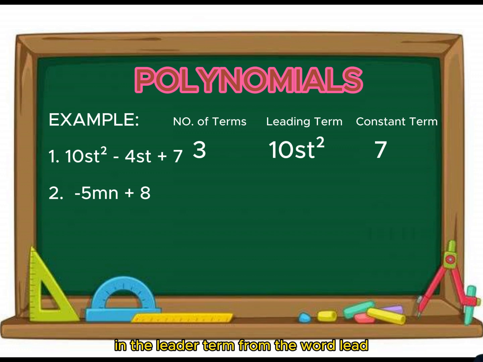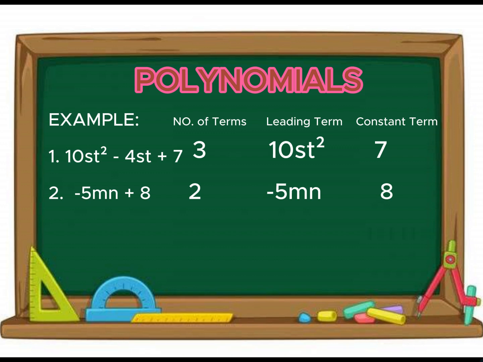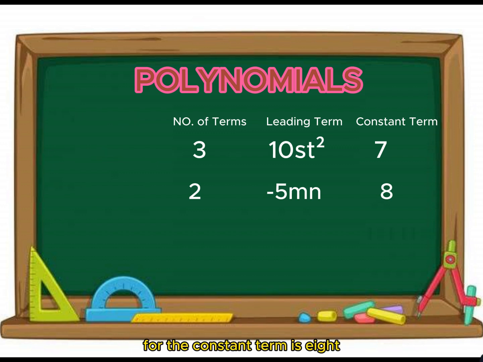The leading term, from the word lead, is the first term, 10st squared. Okay. The constant term is a value or a number that stands alone. Therefore, 7 is the constant term. For the second example, negative 5mn plus 8, when the sign is on the first term, before the number, this is not a minus sign. It is a negative sign of 5, so there are 2 terms in example number 2. The leading term is negative 5mn. Okay. The constant term is 8.